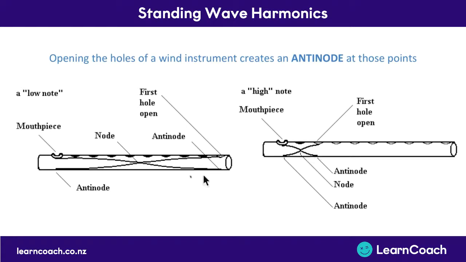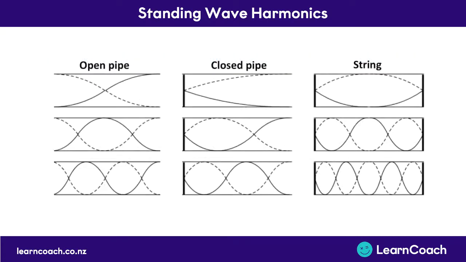If you ever played the recorder when you were a child, you might have covered up all of the holes, which would have made the longest possible wavelength and the lowest possible pitch sound. I wanted to reiterate the point that any opening creates an antinode. So looking at the different types of standing waves, we have open pipes, closed pipes, and strings with their different areas of antinodes and nodes at each end.